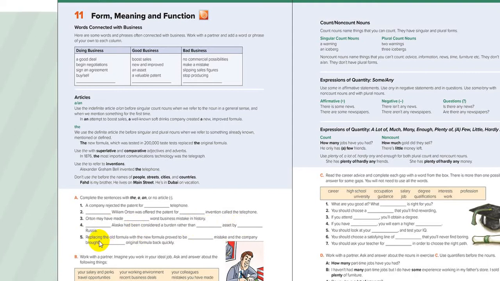Next, replacing the old formula with the new formula proved to be what? To be a mistake. The company brought the original formula back quickly. So here, as you see, we make some selection. Here in the last gap, I try to use "the original formula back quickly." Why? Because here you talk about all the formulas that we used, and at last we choose one of them to talk about it. So I have to use "the."